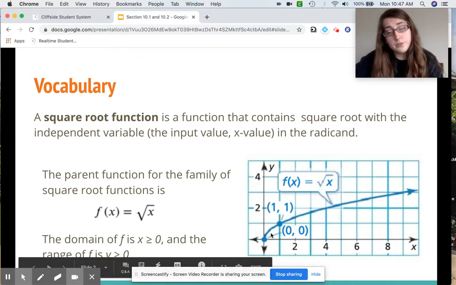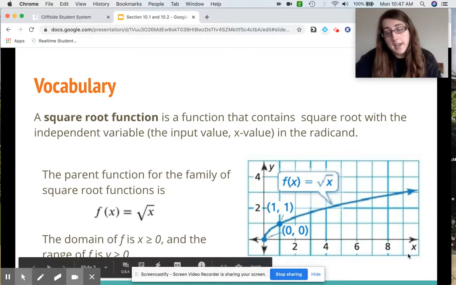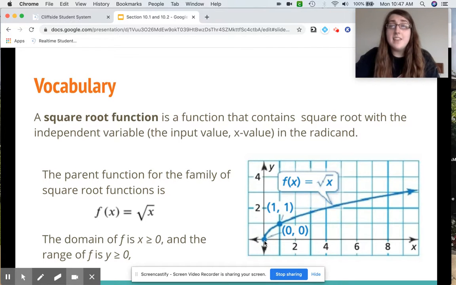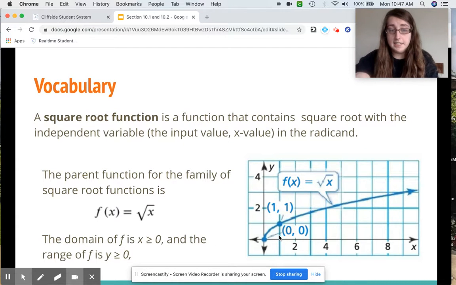And if you notice, there's only half of it here, where a parabola was symmetrical and you had the U shape. So the reason why you don't have this bottom U here is because if you had both the positive and the negative, then it doesn't pass your vertical line test and you do not have a function. So that's why when you're just looking at the square root, you're either going to look at just the positive or just the negative, not both together.